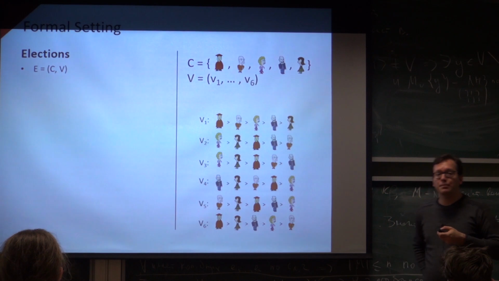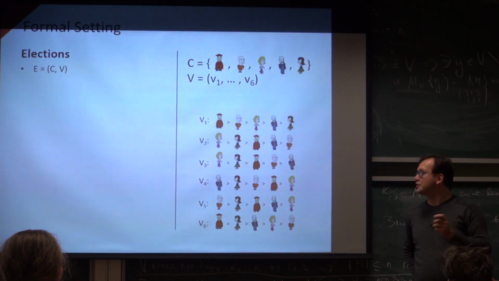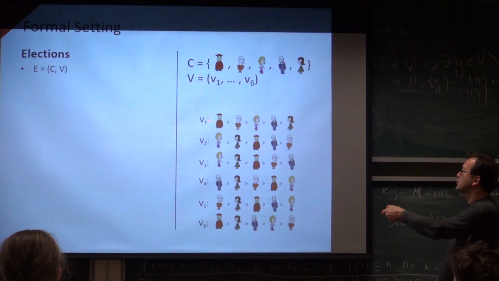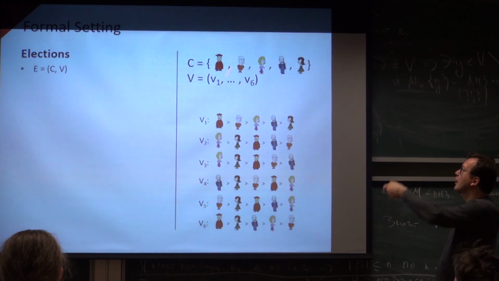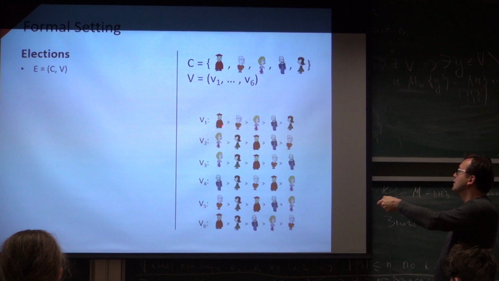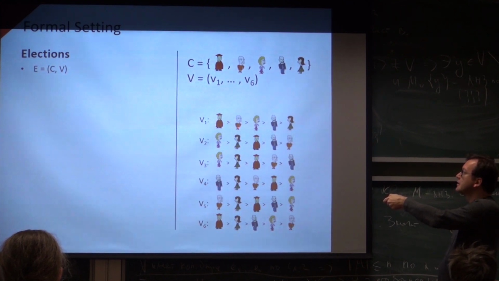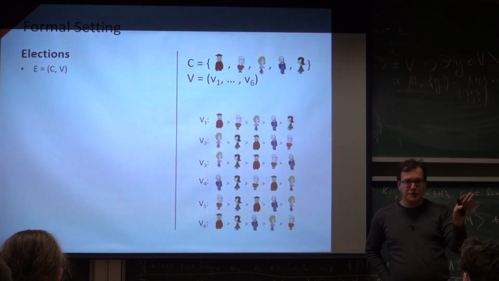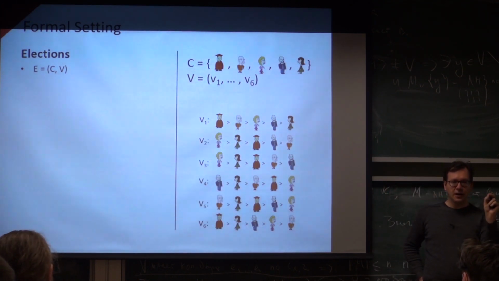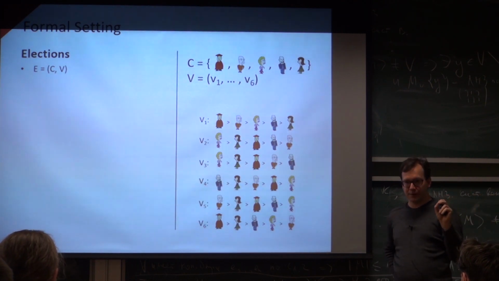And this is how our preferences look. We're simply assuming that for every voter, like for V1, we have a strict linear order over the candidates. So the red guy is the most preferred, then the orange guy, pink, blue, and green. And as you notice, this formalism does not allow us to express intensity of preferences.